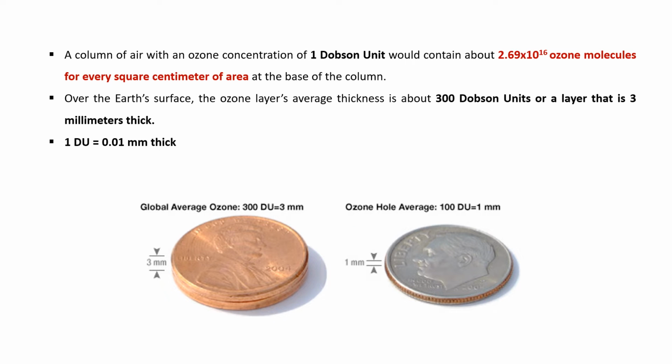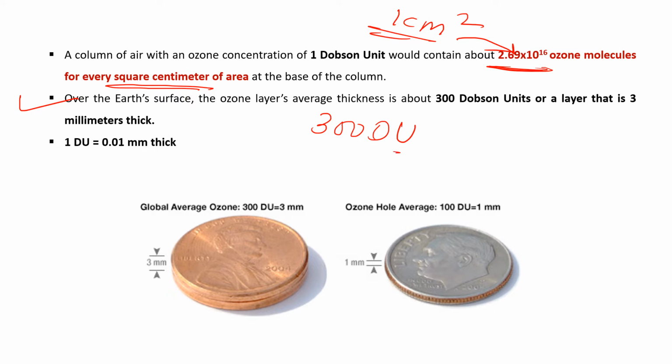So how many molecules are contained in one Dobson unit? One Dobson unit of ozone contains 2.69 times 10 to the power 16 ozone molecules for every square centimeter of area. Every square centimeter of area contains this many ozone molecules. So generally the ozone layer thickness is 300 Dobson units. So 1 Dobson unit is equal to 0.01 mm.